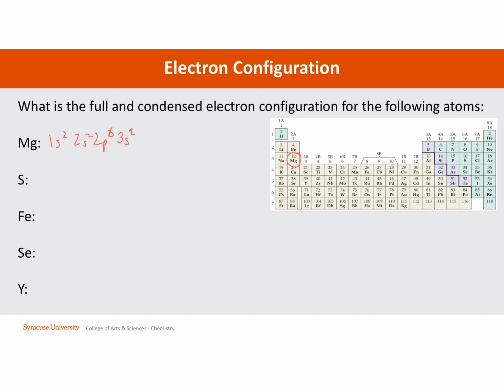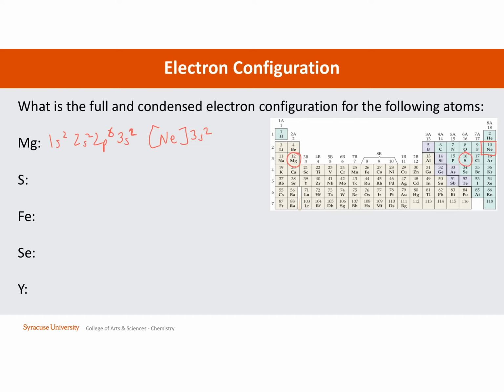For the condensed configuration, we go to the nearest complete noble gas. That would be neon. And then what electrons do I have after that? So my condensed configuration would be neon, 3s2.